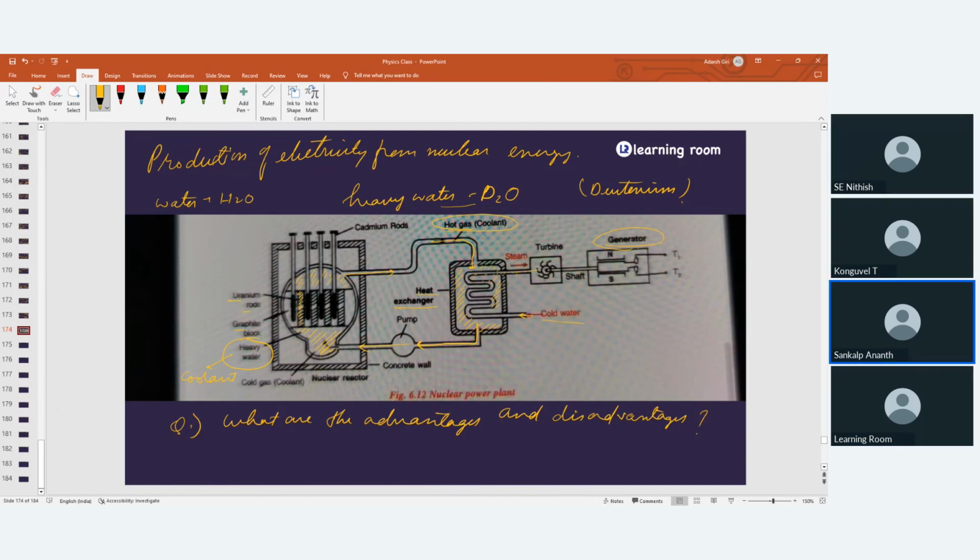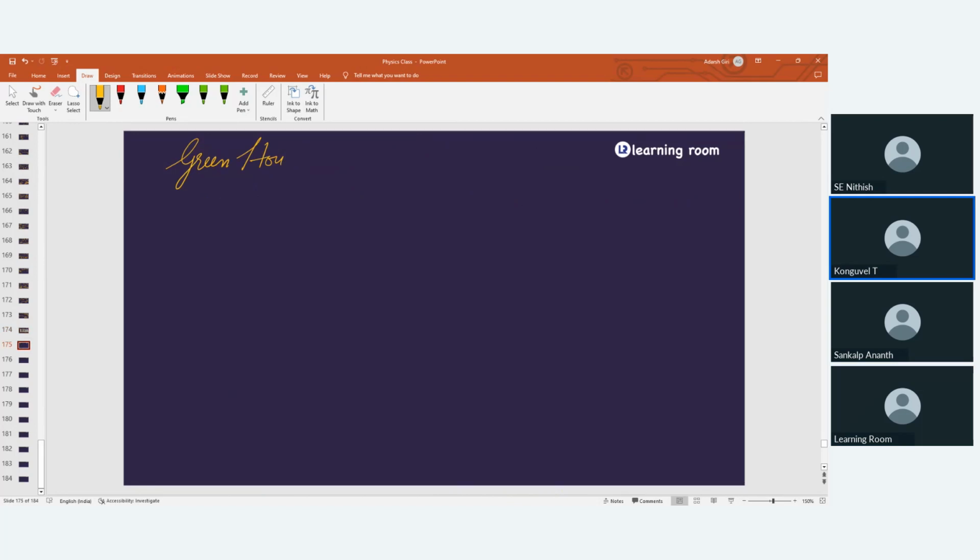Sir, but why won't the graphite block disintegrate because of the heat? They also disintegrate. Everything changes in the process. It is not like once it has been put in, it stays. Uranium will get depleted, and the graphite will get disintegrated most of the time.